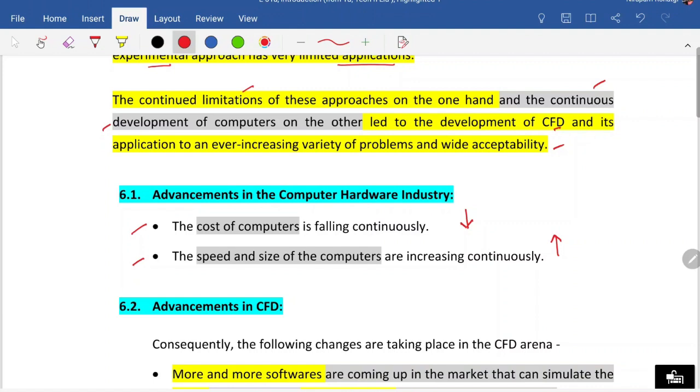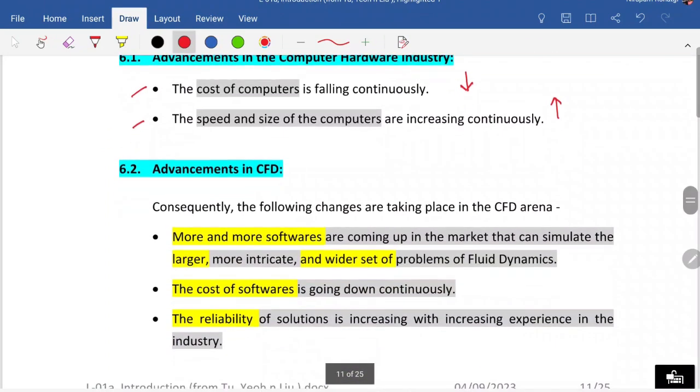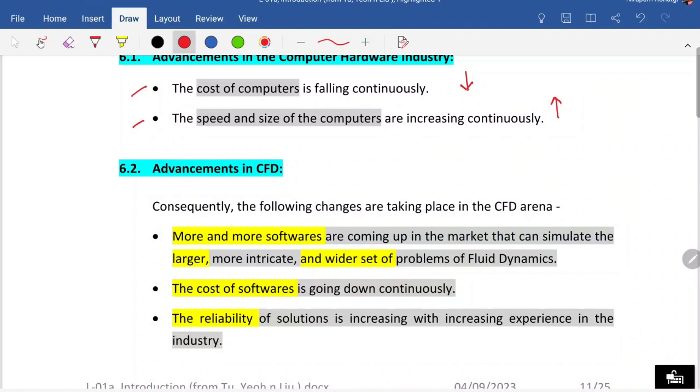Not only the speed of the calculation and the size of the memory, but the physical size of the computer has also gone down drastically. Okay. So as a result, what has happened? Now, as people's attention shifted towards CFD, more and more software is coming up in the market to simulate larger, more intricate and wider sets of problems of fluid dynamics.